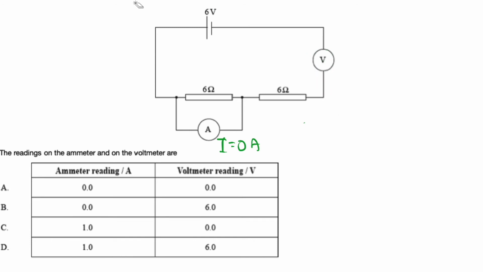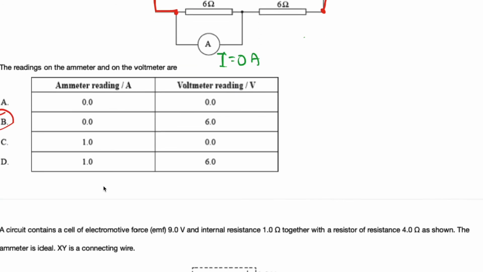And a voltmeter measures the voltage between two junction points, right? So for here, the junction is here. It cannot go forward because you have a resistor, but here's just wire, so it can continue to go to this point here. So you measure the voltage here, which is just the voltage of the battery, the terminal. So it's gonna be B. Ammeter has a current of 0 ampere, and voltmeter measures a voltage of 6 volt.